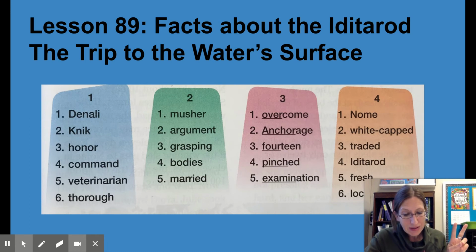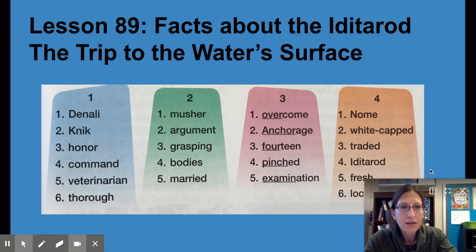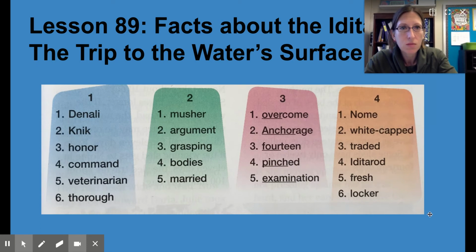Word 2 is anchorage. Anchorage is a city in Alaska. All right. Word 3, 14. Word 4, pinched. And word 5, examination. Nice job.